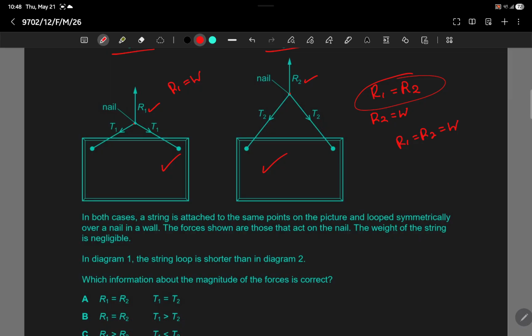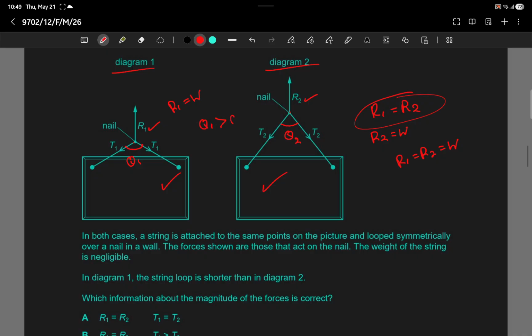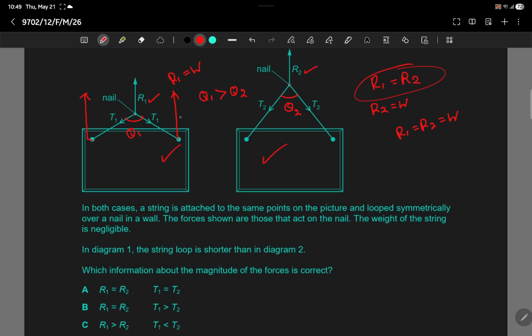Now for tension T. There's an angle formed between here, right? Let's call this theta, and let's call this theta 1 and theta 2. Just by looking at the diagram, you can clearly see that theta 1 is greater than theta 2. So if we resolve the tension here into vertical components, what is going to be this? This will be T1 cos theta.